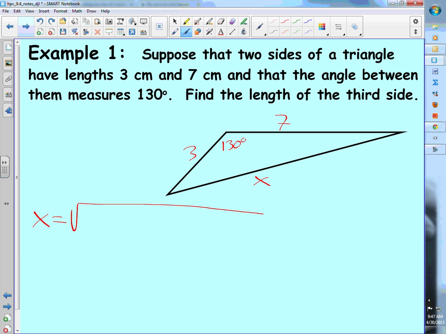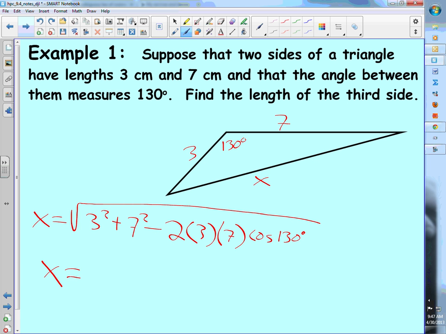Right? Caitlin, give me the plug-in on this. 3 squared plus 7 squared minus 2 times 3 times 7, and then cosine of 130. Now, that's the only work I need to see from you. Most of you have a calculator in which you can go from there to your answer. And I am perfectly fine with that. Make sure you're in degrees, and then you should be able to find the third side's measure.